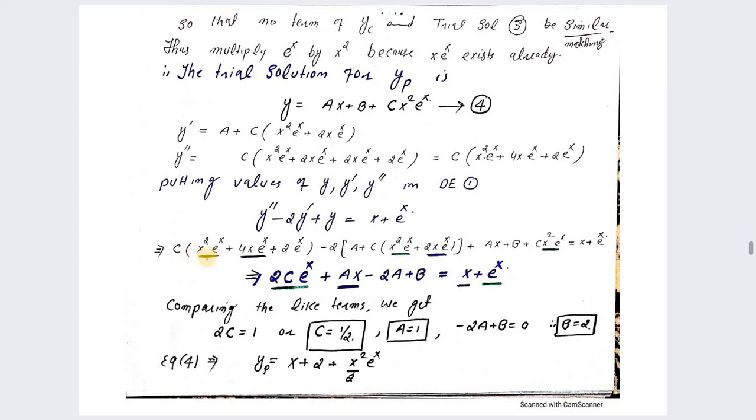c x square e power x, this term will be cancelled with this term, and this term will be added together, and the summation of these two terms will be cancelled with this term. Moreover, here we have 4x e power x, this one will be cancelled with this minus 2, this is 2, so this and this will be cancelled, and this 2 e power x will be here.